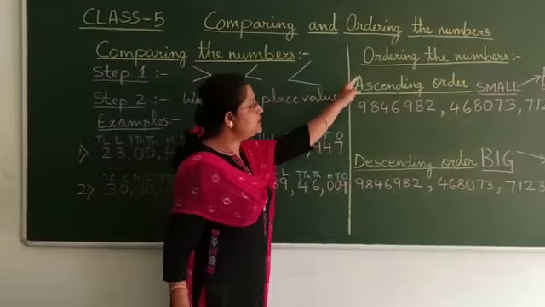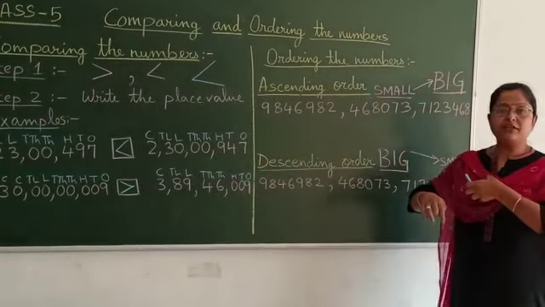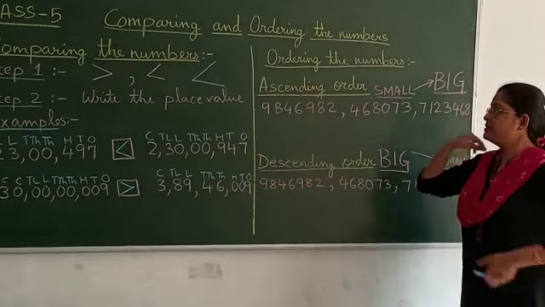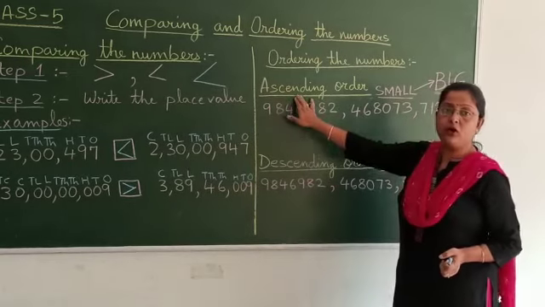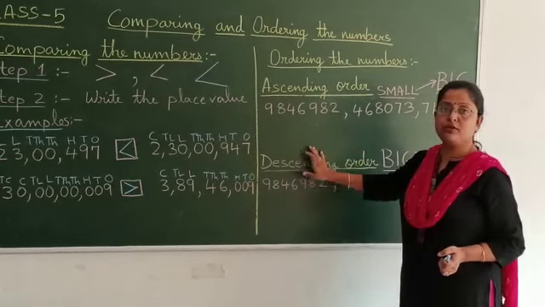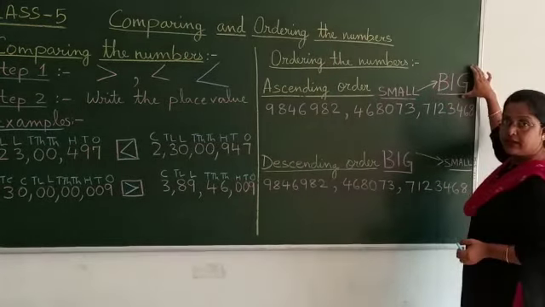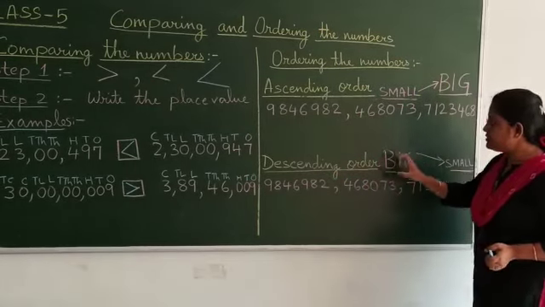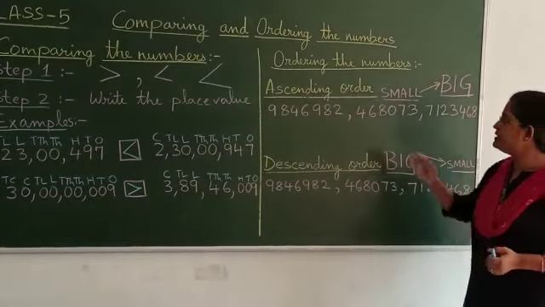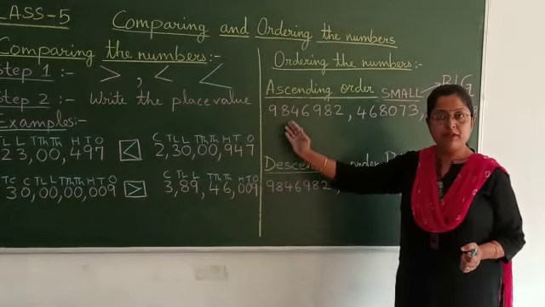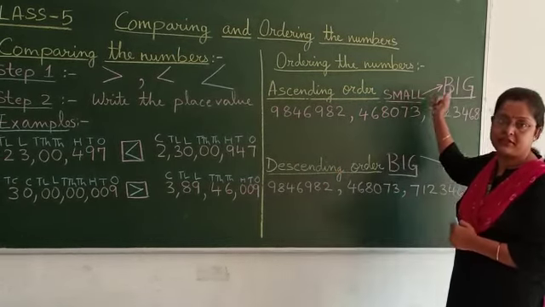Now let's move on towards ordering the numbers. Ordering the numbers means arranging the numbers. We arrange the numbers in ascending order or descending order. First you need to know the words. Ascending means to arrange them from the smallest to the biggest one. And descending means to arrange the numbers from the biggest one towards the smallest. Which means, in ascending, first we will write the smallest one, then a little bit greater than it, then a little greater, and finally the greatest one.